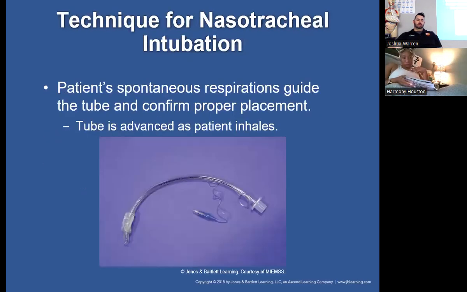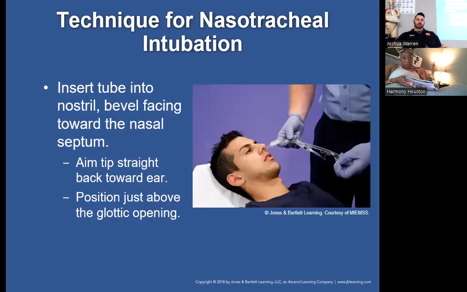So, technique for nasotracheal, I'll let y'all try it today. Yeah, you've got to be awake. It's kind of like inserting a nasal trumpet. Insert the tube in the nostril, bevel facing toward the nasal septum, and aim the tip towards the back ear. Please lube it. There's always time to lube the tube.